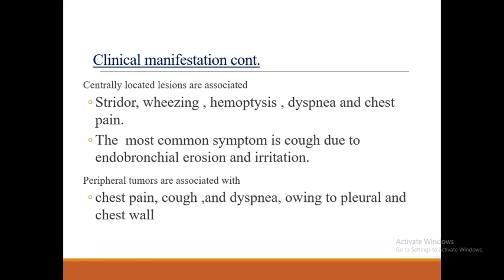If it is situated peripherally, the peripheral tumors are associated with chest pain. What kind of pain is that? That's a pleuritic chest pain. You might be wondering, if the lung doesn't have pain receptors, how does chest pain occur? That's a pleuritic type chest pain when it irritates the pleura because the tumor is situated peripherally. Then cough and dyspnea owing to pleural and chest wall involvement.